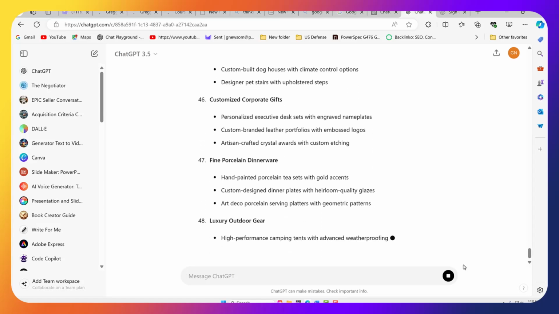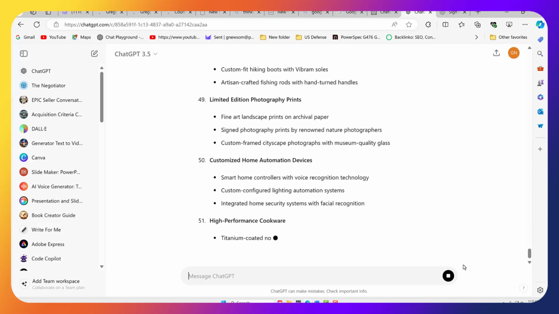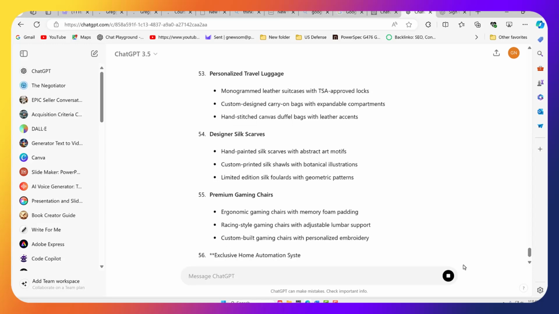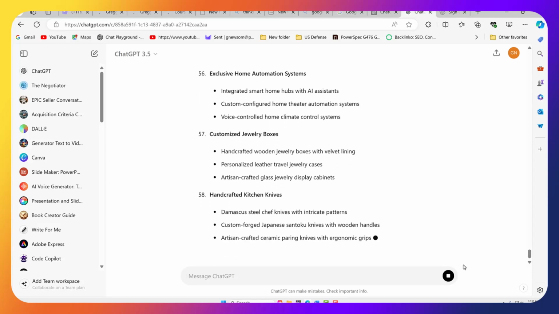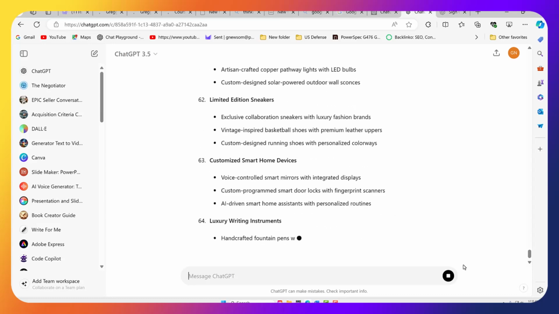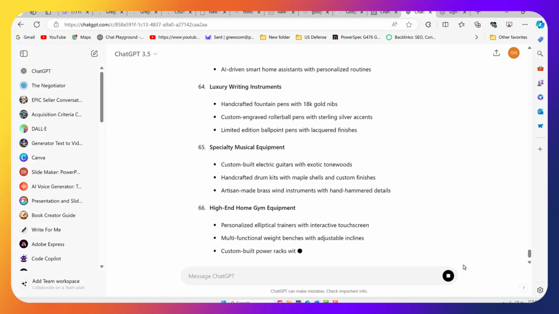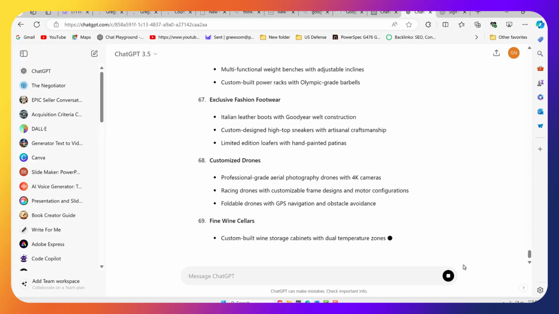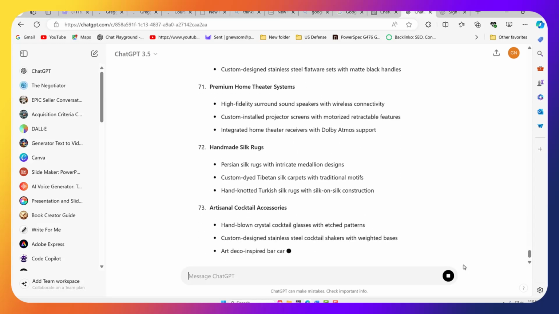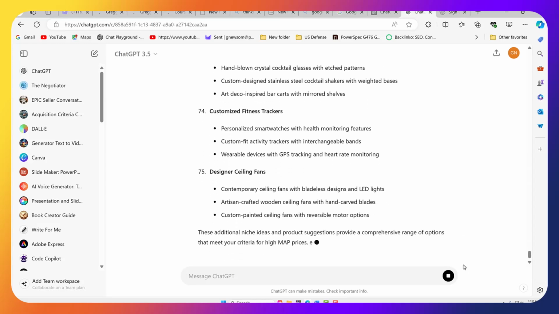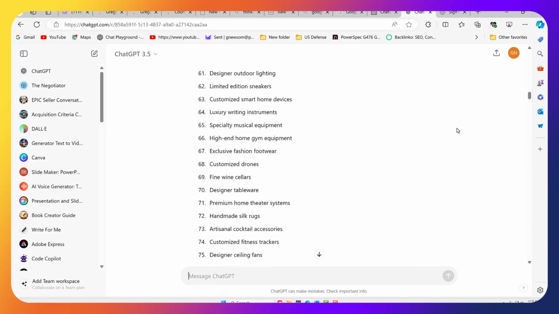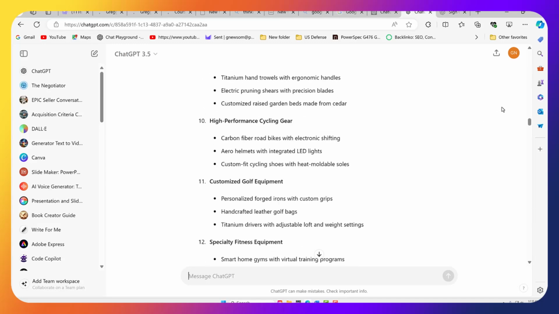Just real quick, we're going to take a minute or two and analyze these for y'all. On anything that's audio or electronic, you probably want to avoid it because it causes problems, and there are lots of sellers doing that type of thing. Premium home theater, I actually do that on the side. Consulting, X75.